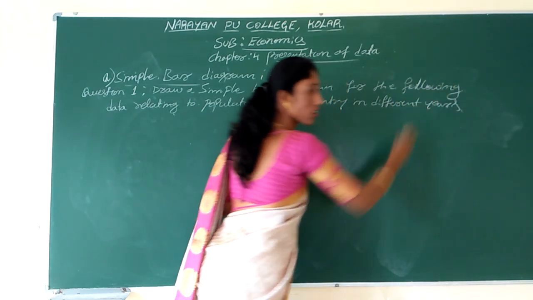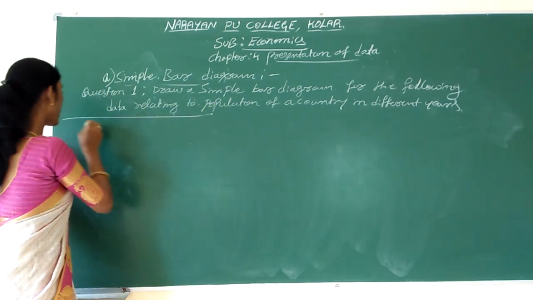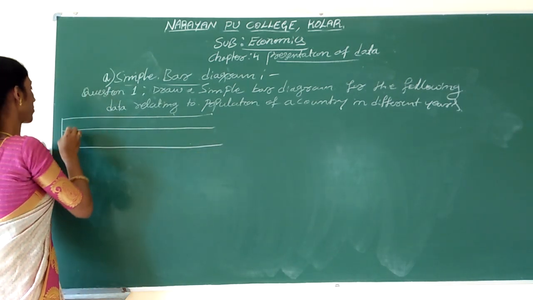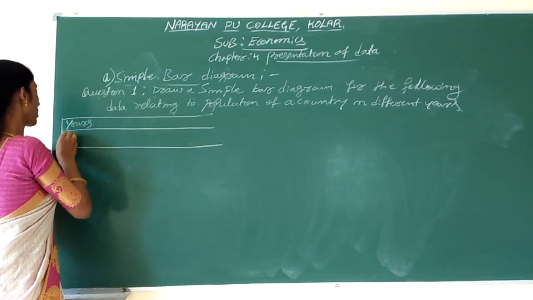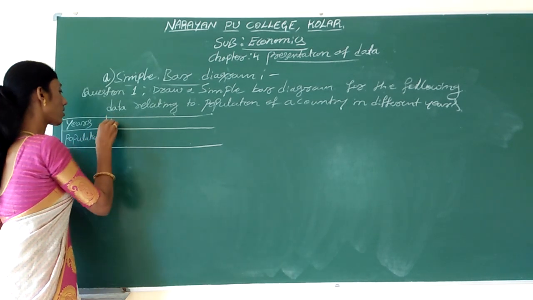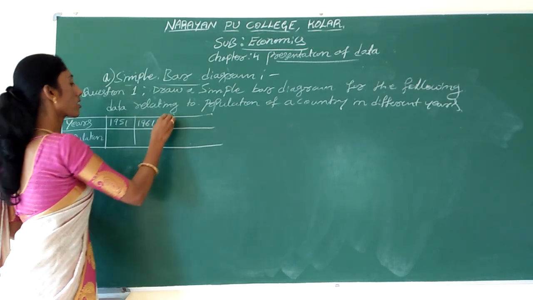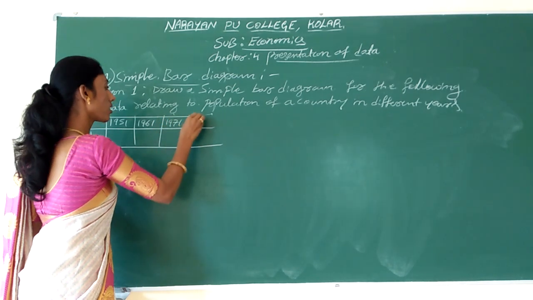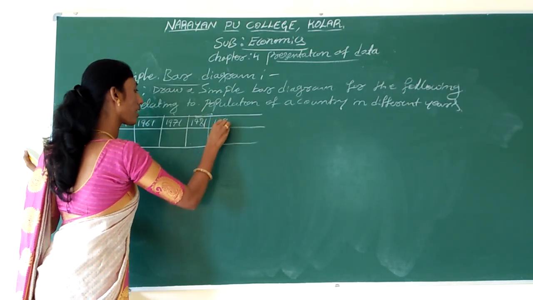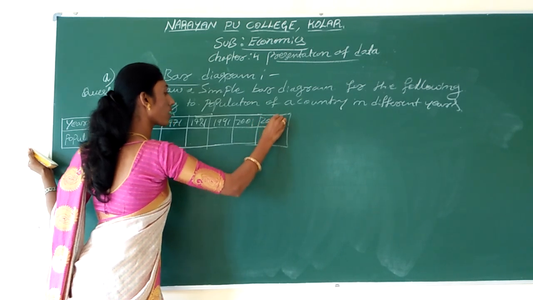Okay, and here they will give one chart. They will only give the data: years and population. The years are 1951, 1961, 1971, 1981, 1991, 2001, and one more, 2011.